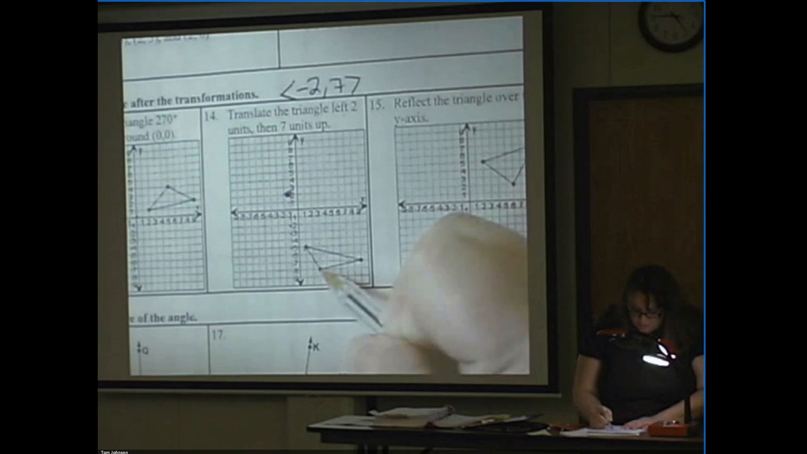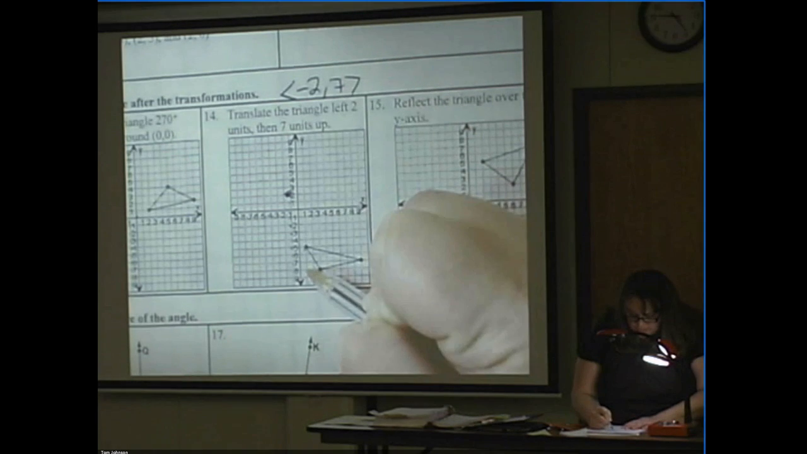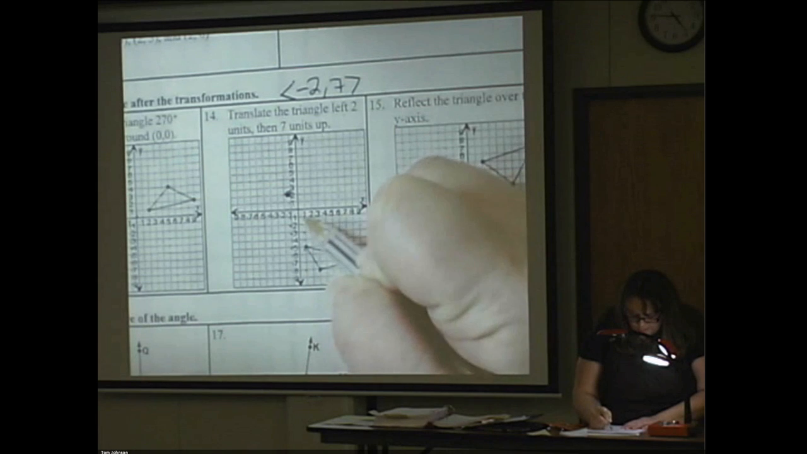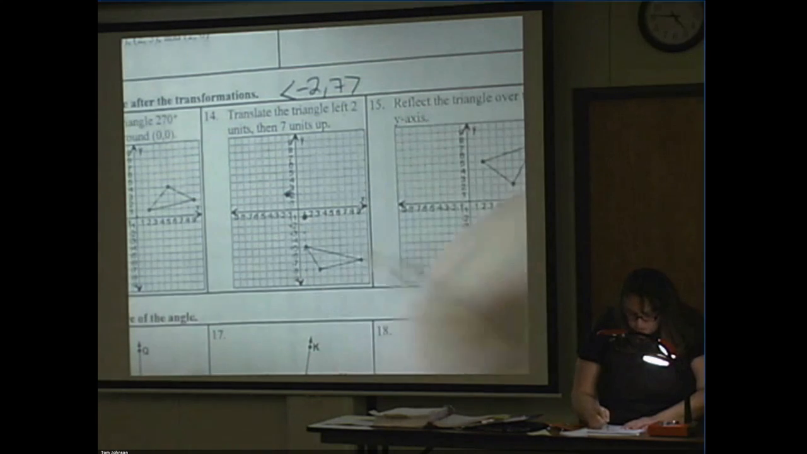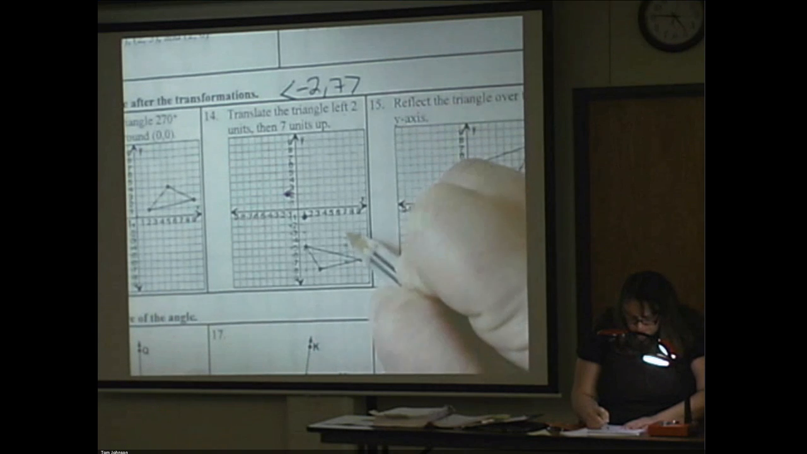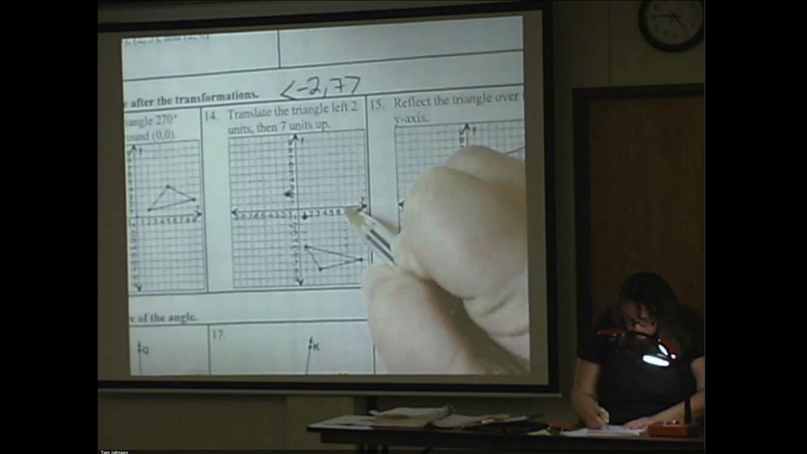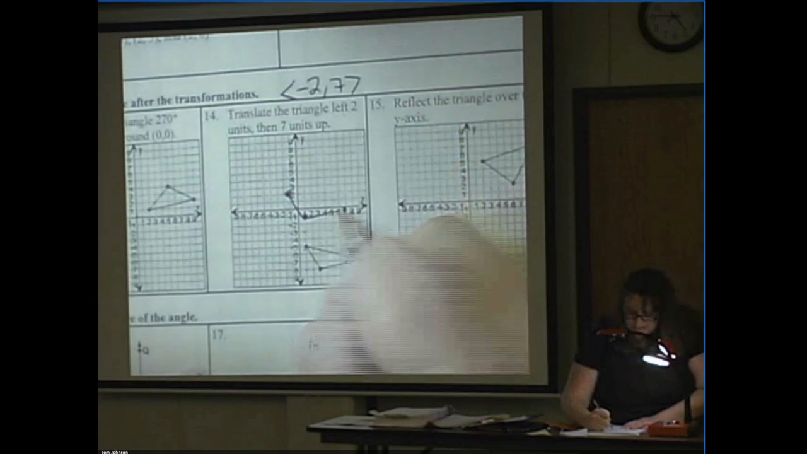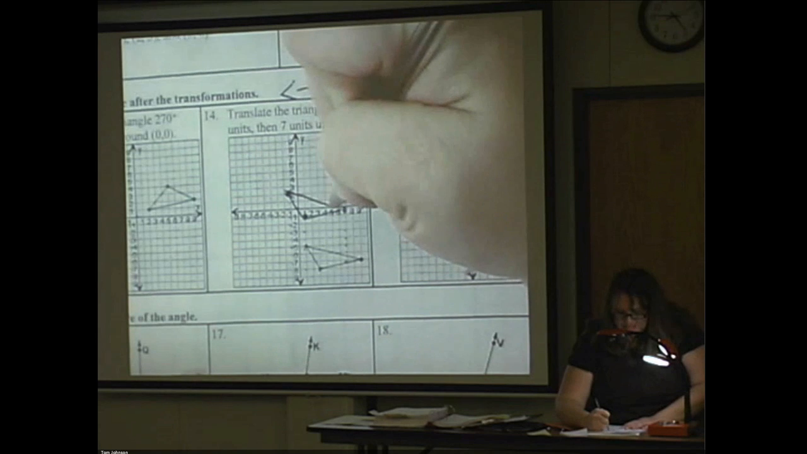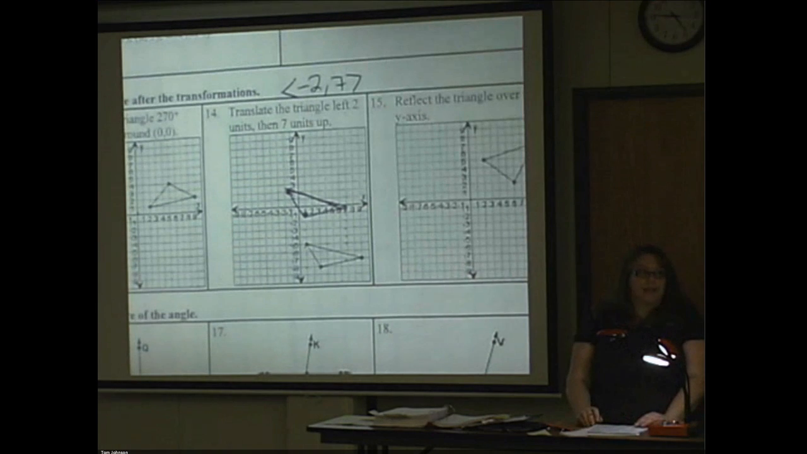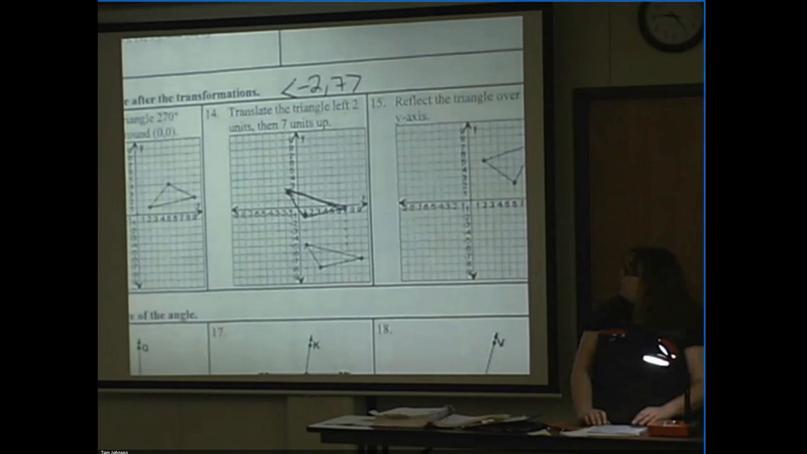So if I go 2 left and then up 7, and then 2 left and up, and then we just connect our lines. And we have translated our shape. Okay. Then we've got reflections.